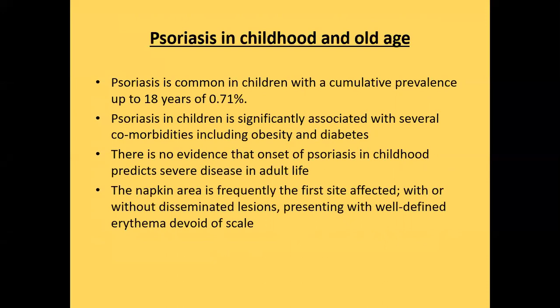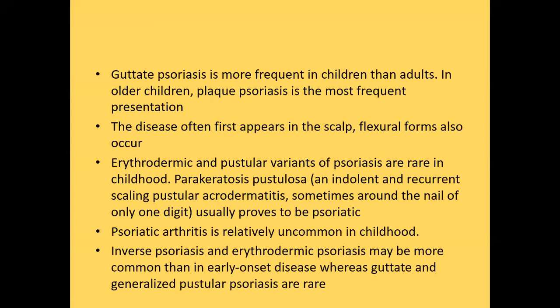Psoriasis in childhood and old age. Psoriasis is common in children, with a cumulative prevalence up to 18 years of 0.71%. Psoriasis in children is significantly associated with several comorbidities like obesity and diabetes. There is no evidence that onset of psoriasis in childhood predicts severe disease in adult life. The napkin area is frequently the first affected site, presenting as well-defined erythema without scaling. Guttate psoriasis is more frequent in children than in adults.